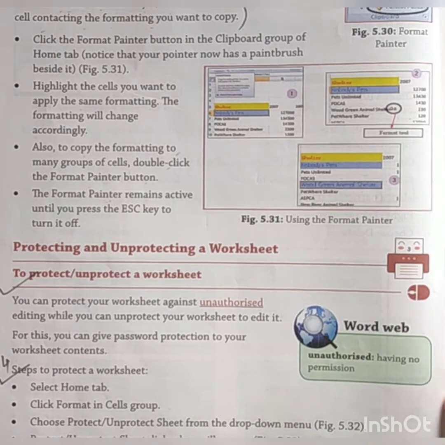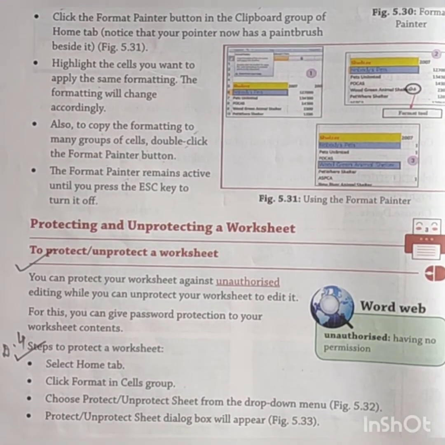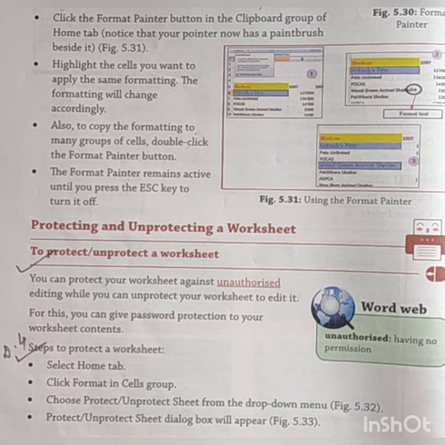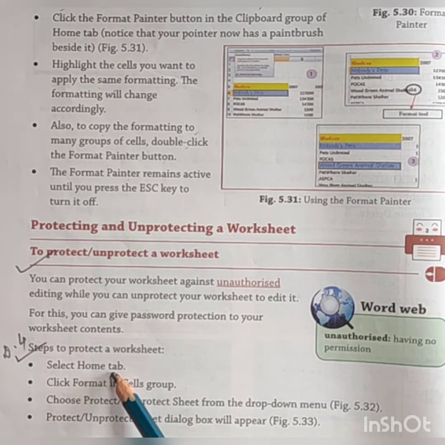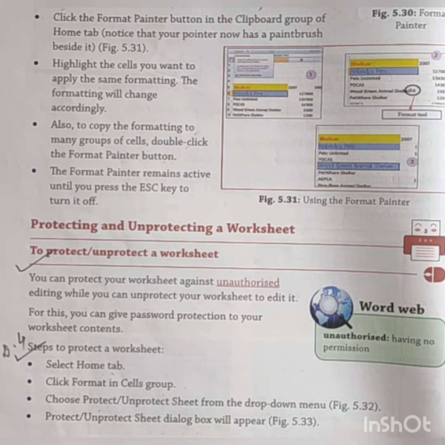Now next we have protecting or unprotecting a worksheet. We can protect or unprotect a worksheet. How can we do it? Suppose I want to make a protection in my worksheet so that no one can alter or change it. First I will select the home tab as usual. By default the home tab is showing. Then click on format in the cells group, and choose protect or unprotect sheet from the drop down menu. The protect sheet dialog box will appear.